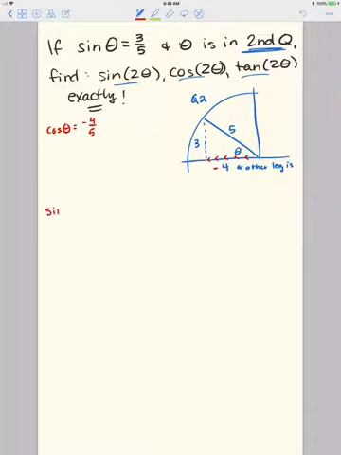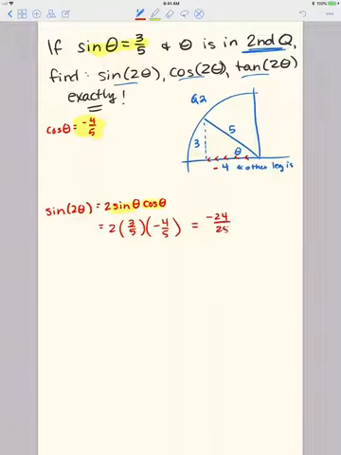So now, if I want to find the sine of 2 theta, there's a substitution replacement identity that we can use that says I can multiply 2 times the sine of theta times cosine of theta, for which I have values now. And I can just simply plug those in. So that gives me 2 times 3/5 times -4/5, and multiplying those fractions straight across is going to give us -24 over 25 for the value of sine of 2 theta.